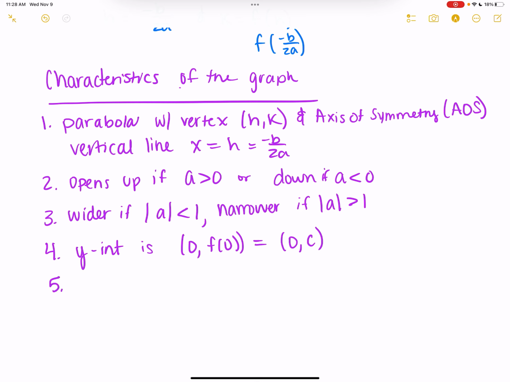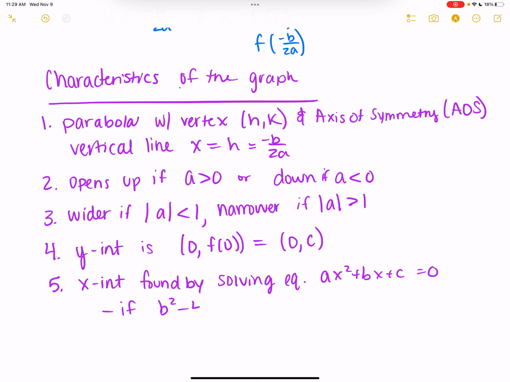This one's a little confusing, so don't let it overwhelm you. It's not as hard as it looks. The x-intercept is found by solving the equation ax squared plus bx plus c equal to 0. So it's just like solving a quadratic equation. So there's different ways you can do that. But under that, look at b squared minus 4ac, so inside the quadratic formula, set under the square root.